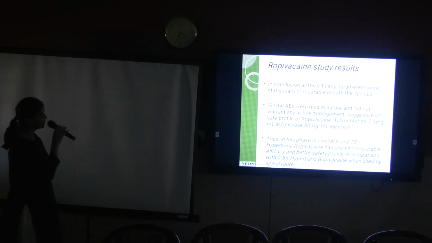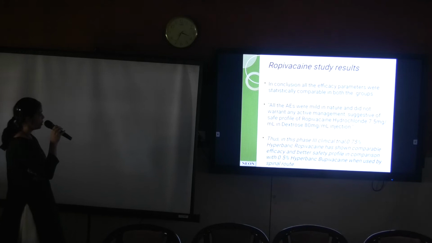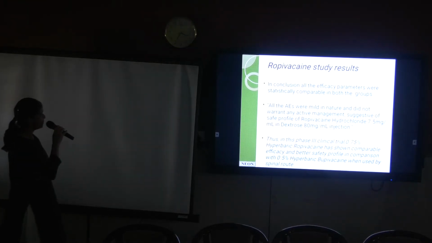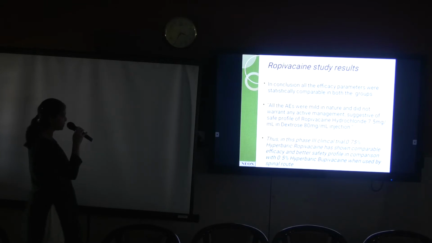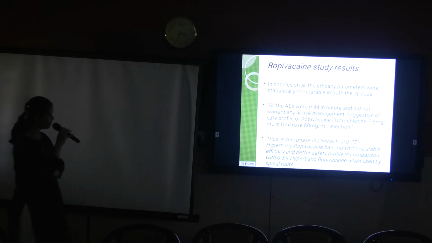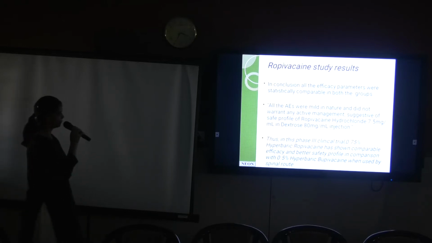In conclusion, in the Ropivacaine study results, all the efficacy parameters were statistically comparable in both the groups. All the adverse reactions were mild in nature and did not warrant any active management, suggestive of a safe profile of Ropivacaine hydrochloride 7.5 mg per ml in dextrose 80 mg per ml injection. Thus, in this phase 3 clinical trial, it was proved that 0.75% hyperbaric Ropivacaine has shown comparable efficacy and a better safety profile in comparison with 0.5% hyperbaric Bupivacaine when used by spinal route.